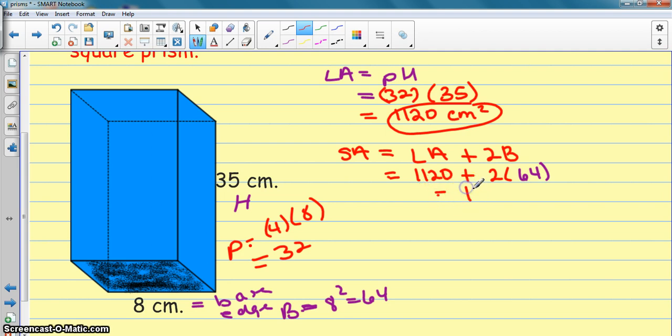So I have 1,120 plus 2 times 64. 2 times 64 is 128. And so now I have 1,120 plus 128. And that totals out to be 1,248 centimeters squared. And that is my surface area. That's the faces plus the bases.